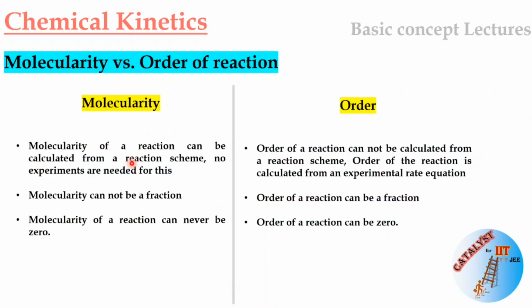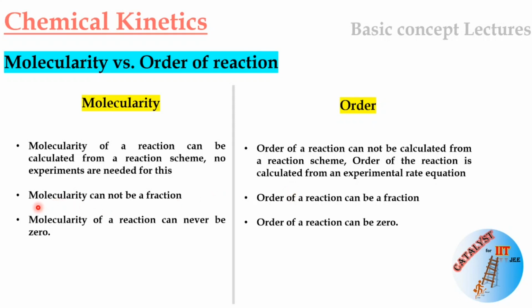Okay, so after understanding the concepts of molecularity and order, let us look at the crucial differences between them. The molecularity of a reaction can be calculated from a reaction scheme, as we have seen before. No experiments are needed for this. But the order of a reaction cannot be calculated from a reaction scheme. It is always an experimental rate equation. You need to find the rate equation by experiments, and only then will you be able to comment on the order of a reaction.